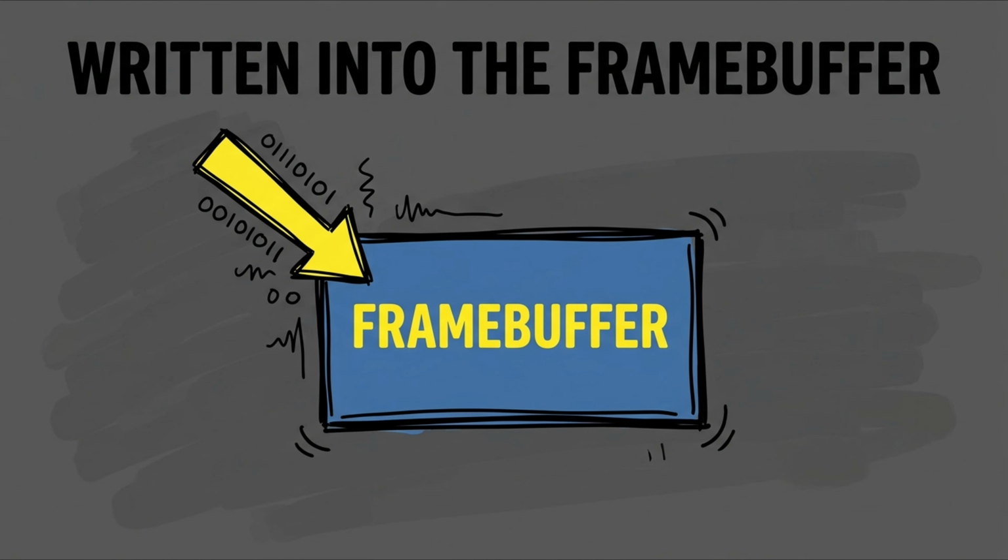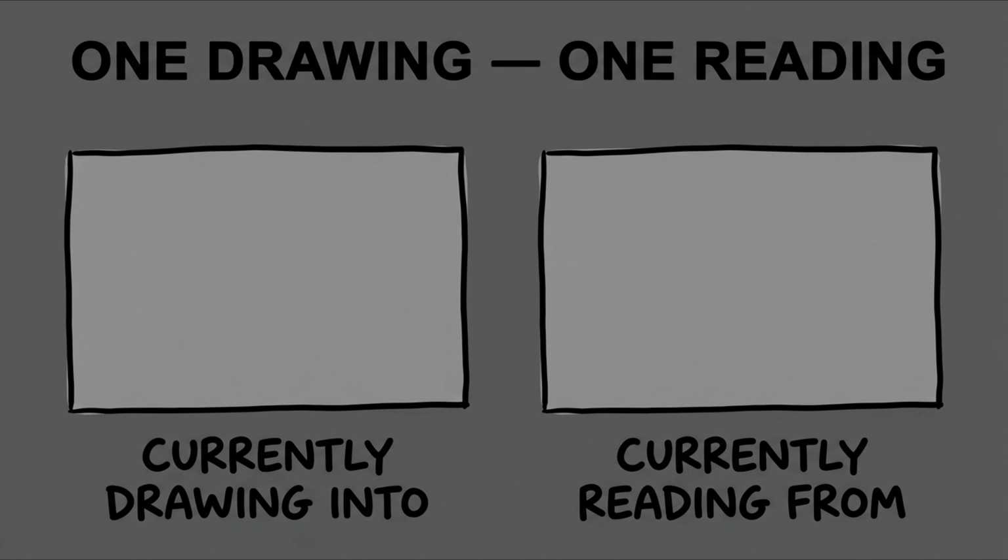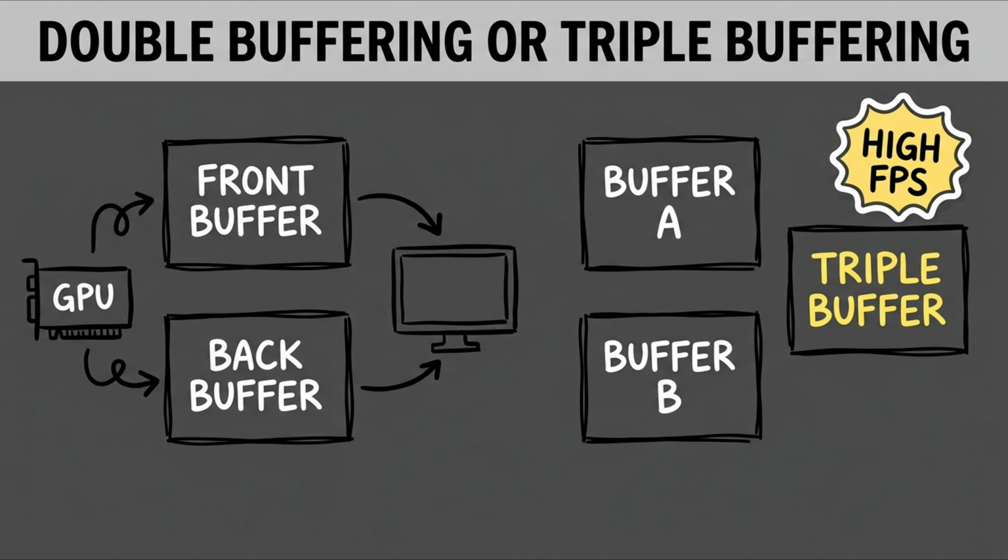The finished image is written into a region of memory called the frame buffer. Your GPU typically holds 2 or more of these, one the GPU is currently drawing into, and one the display is currently reading from. This is called double buffering or triple buffering at higher frame rates.